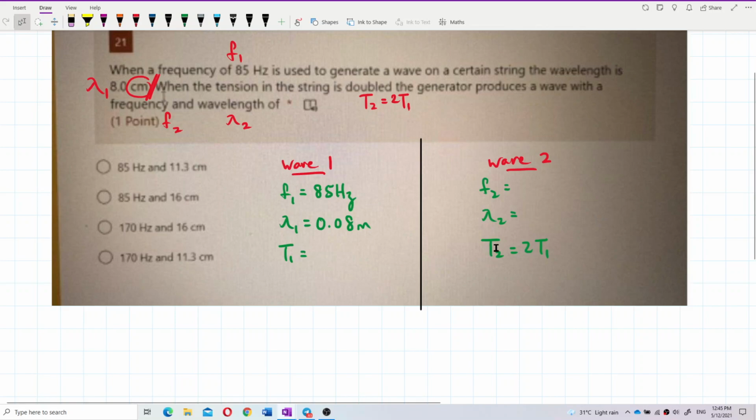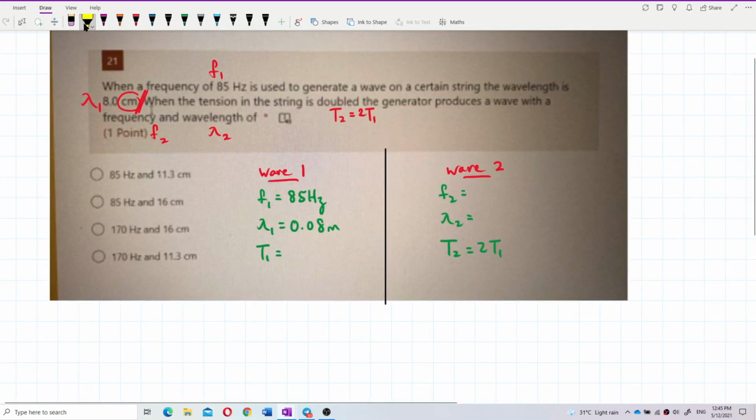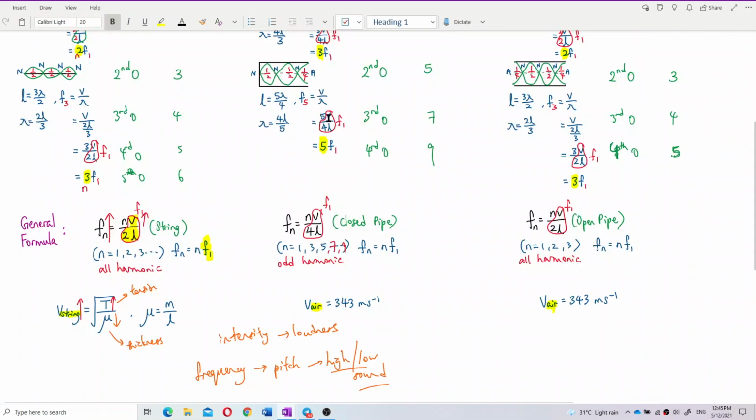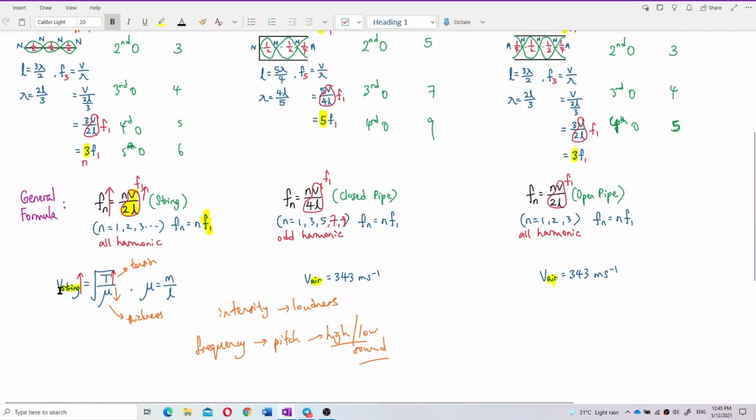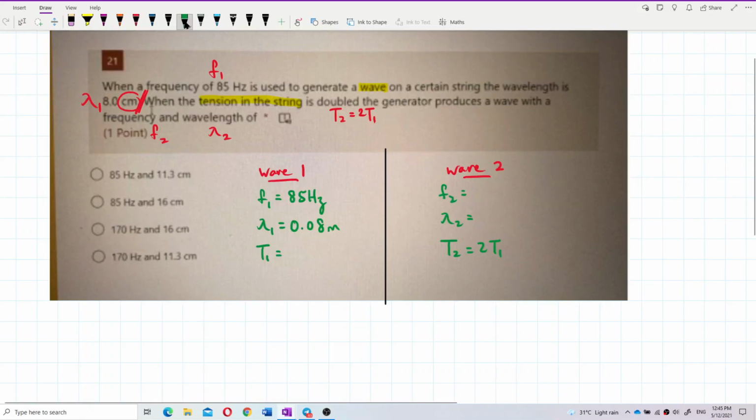Tension in the string. What can we know about tension in the string regarding the wave in a string? We know the speed of wave in a string is the square root of tension over mu, where mu is mass per unit length. So we use this formula: V equal to square root of tension over mu.